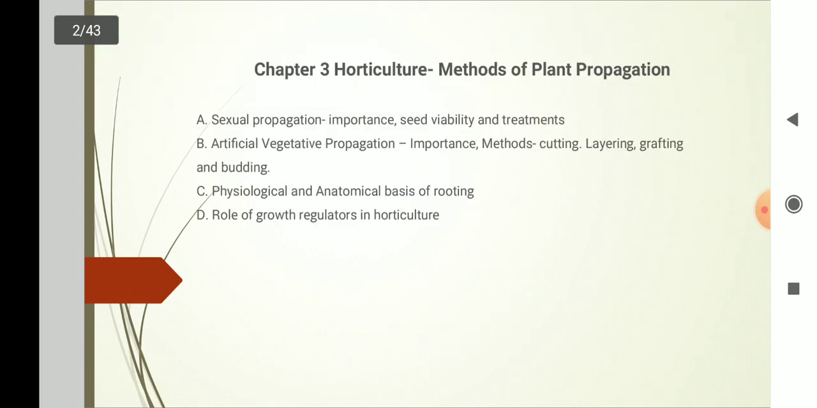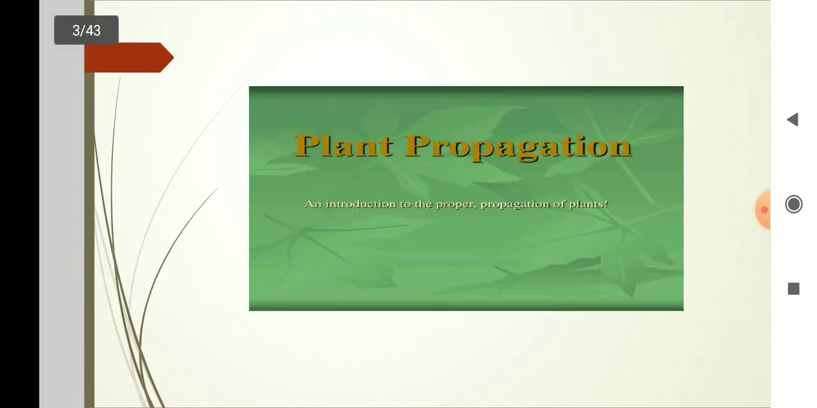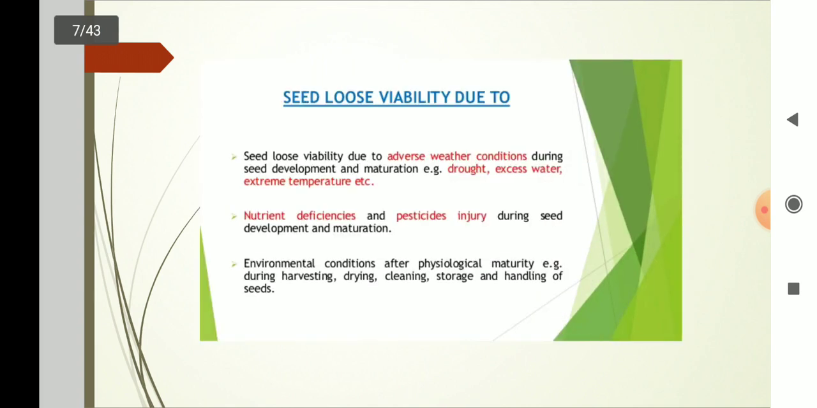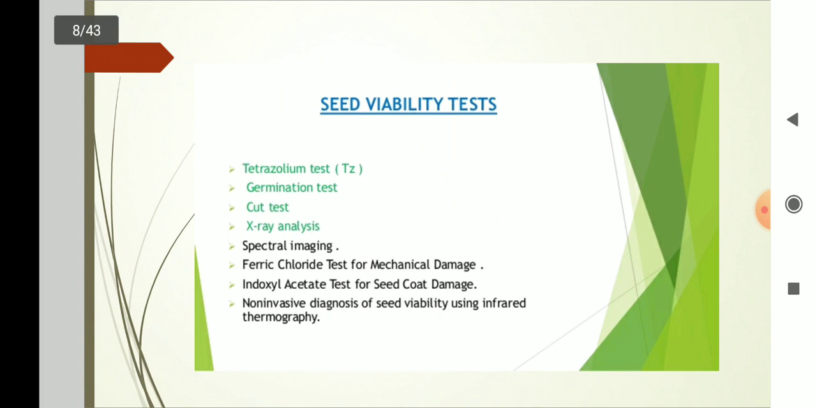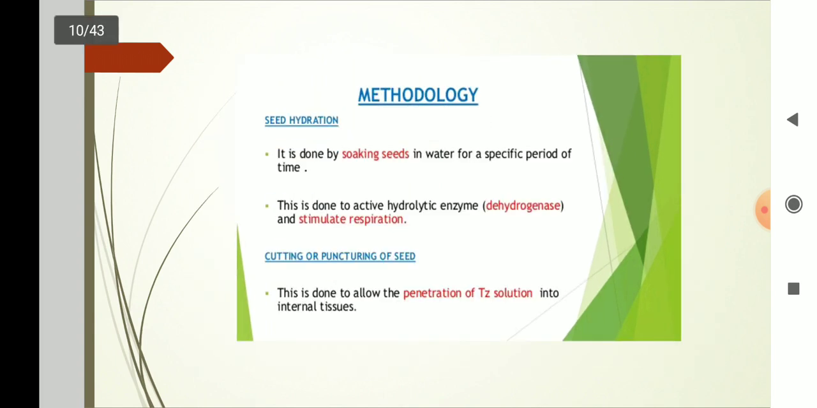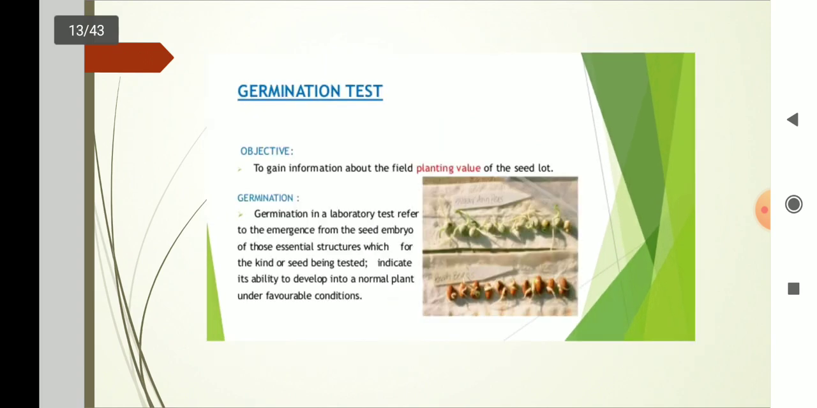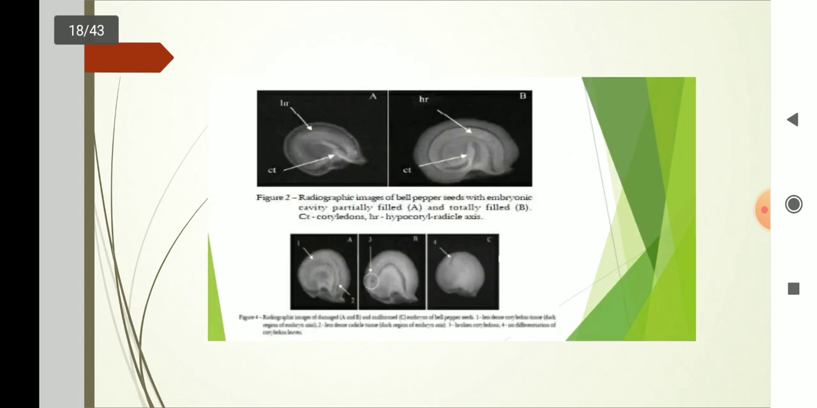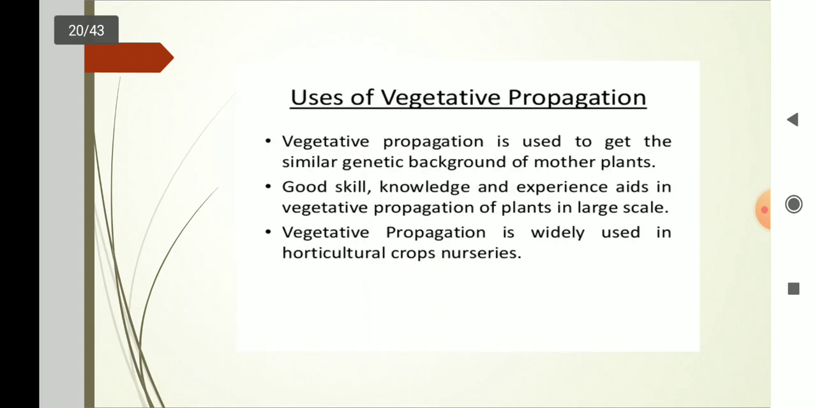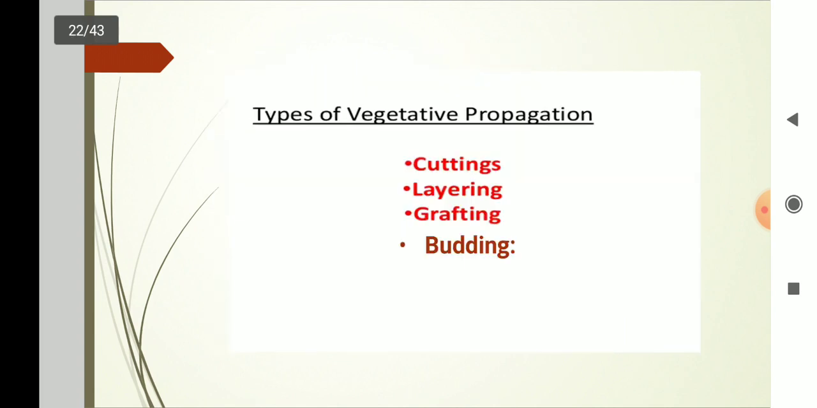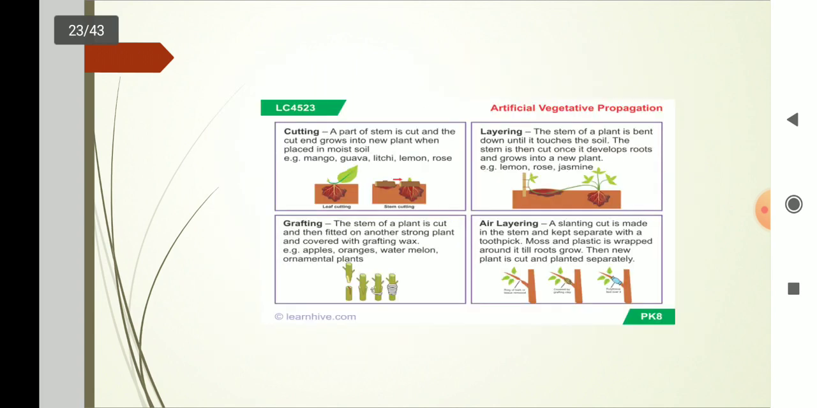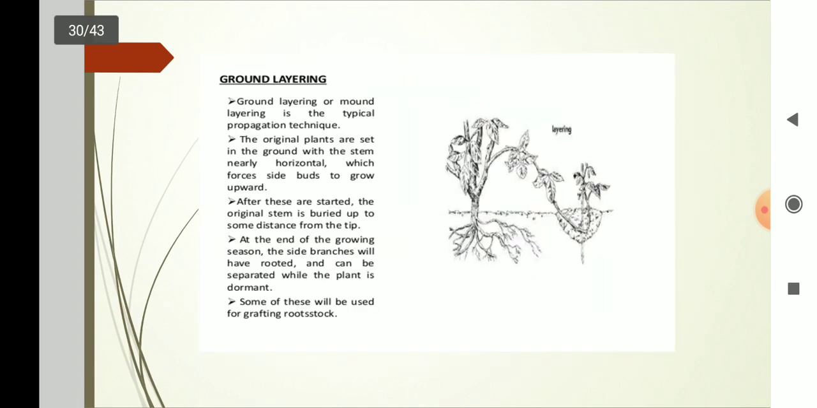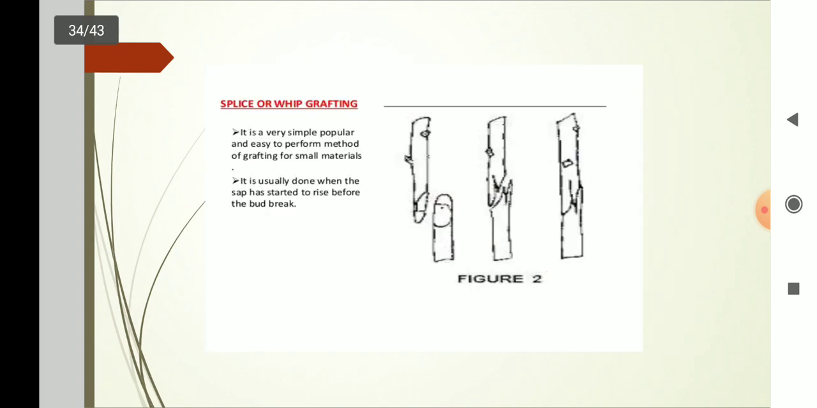In the last lectures, we started with chapter 3, where we saw plant propagation and its importance. Then we saw seed viability and the different methods of testing it. The first one was the tetrazolium test, the second was the germination test, the third was the cut test, and the fourth was X-ray analysis. Then we started with vegetative propagation. We have seen the different types of vegetative propagation: cutting, then layering, then grafting, and today we will start with budding.